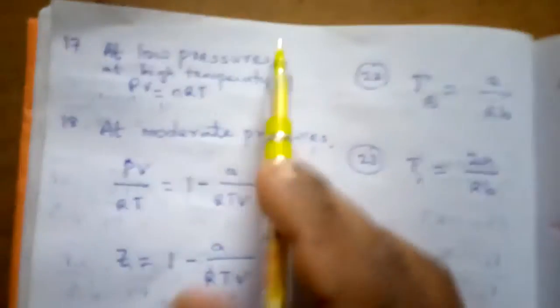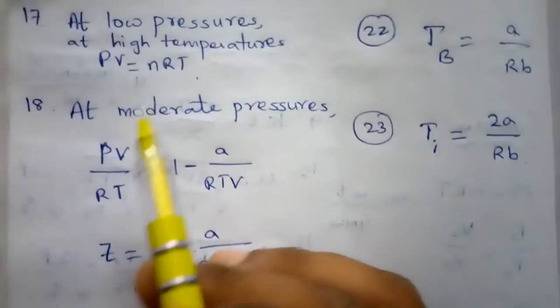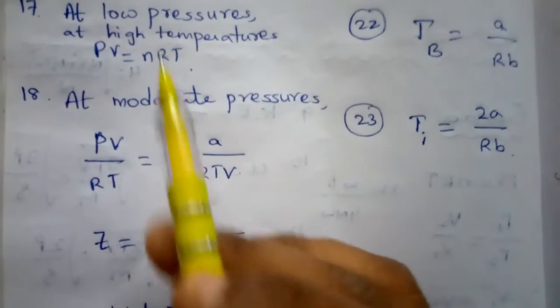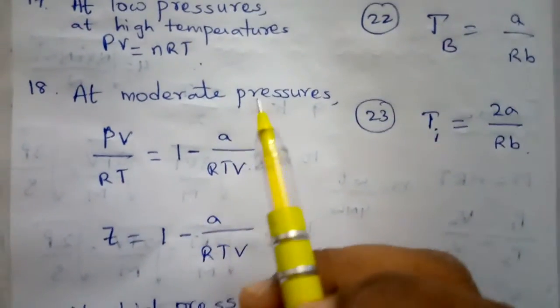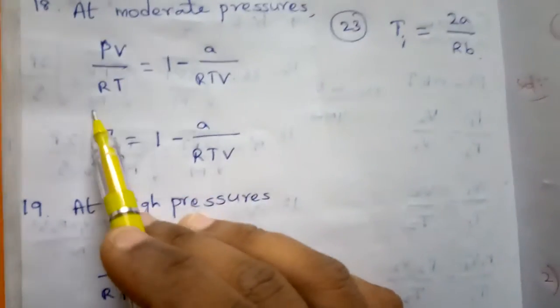At low pressure and high temperature, all real gases follow the ideal gas equation. At high pressures and low temperatures only, we need to write P plus n square a by V square into V minus nb equals nRT, that formula. At moderate pressure, we will apply this formula.